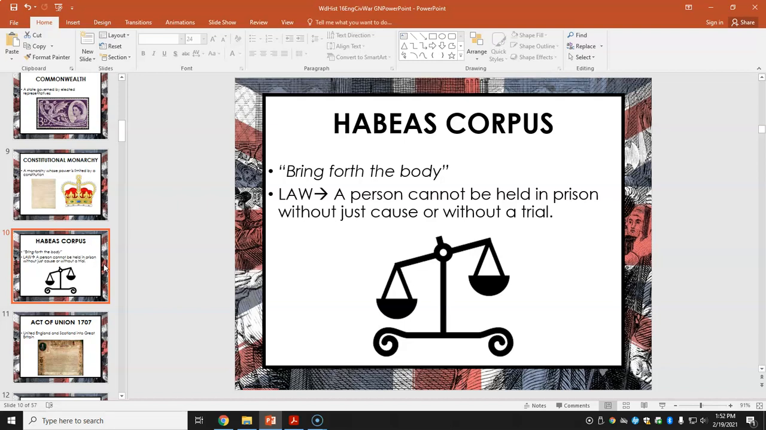So this is the idea here, thanks to the Enlightenment thinkers, that each person has value, and there are limits to what you can do to these people.